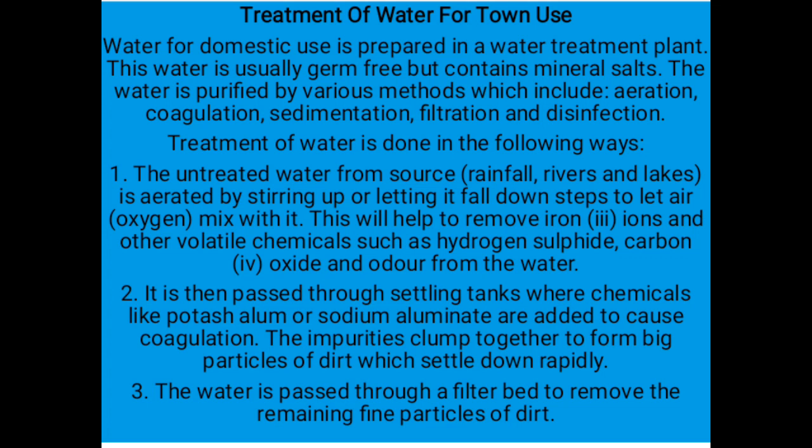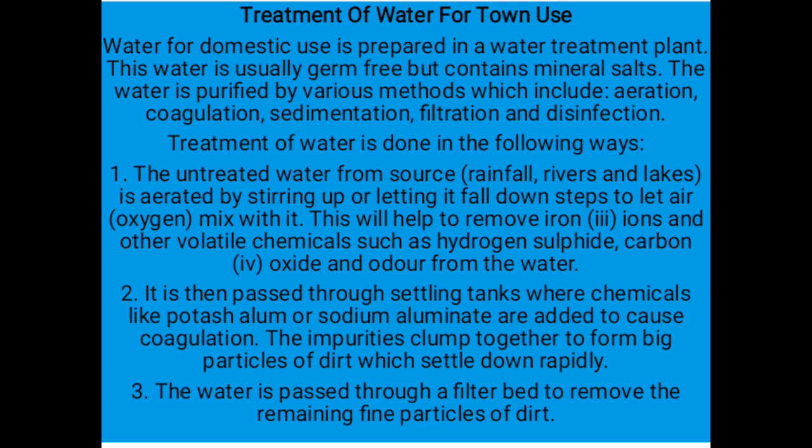The next step, the water is then passed through settling tanks where chemicals like potash alum or sodium aluminate are added to cause coagulation. This is the second method of purifying water, coagulation. They will put potash alum, that's whitish crystal stuff, call it alum, inside the water. The alum will now collect dirt. They will now clump together and form a ball.